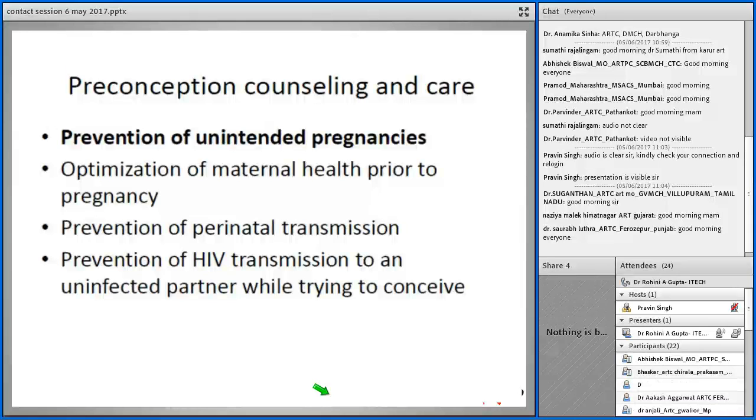Preconception counseling and care, basically 4 steps: prevention of unintended, unplanned pregnancies, maternal health prior to pregnancy, prevention of perinatal transmission, and prevention of HIV transmission to an uninfected partner while trying to conceive. These are the 4 steps of care.